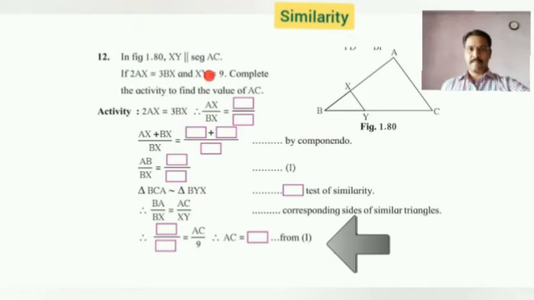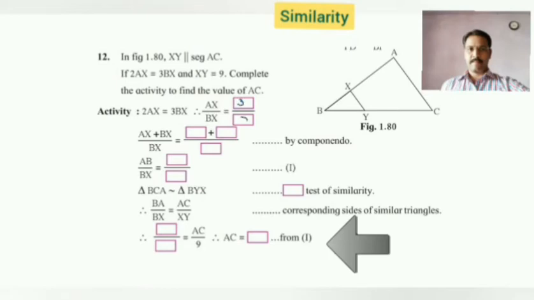And here XY equal to 9 is given to us. So from all this we have to complete and try to find the value of AC. Where is AC? This is it. See first, because of what is given, we can write AX upon BX, means take BX to here and this 2 to this side. So what will we get here now? 3 upon 2.